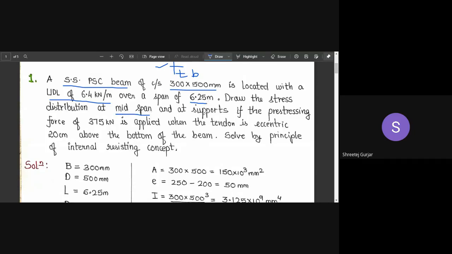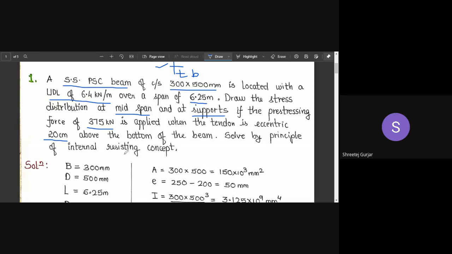and also at the supports. We have been given the pre-stressing force, that is P equals 375 kilonewton, and the tendon is eccentric, 20 centimeter above the bottom of the beam. So eccentricity is not given directly. The distance of your tendon from the bottom of the beam is given, so we need to calculate eccentricity e.